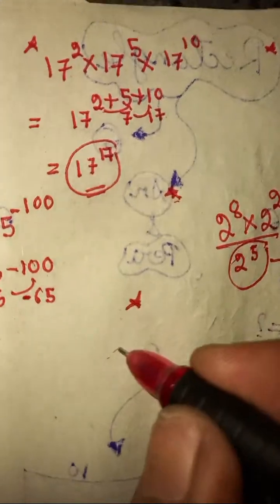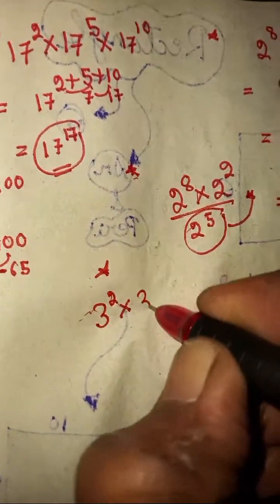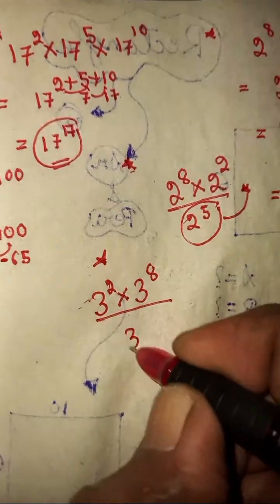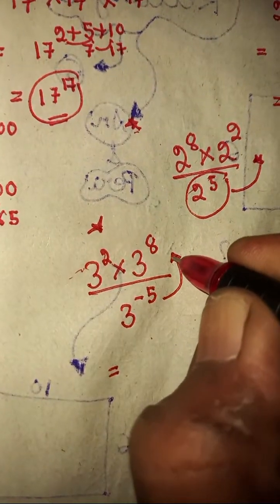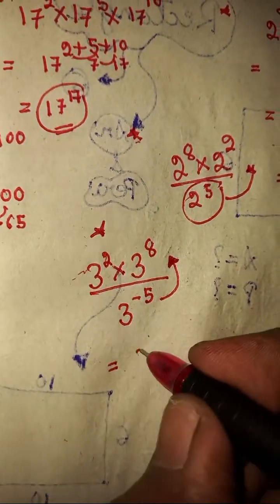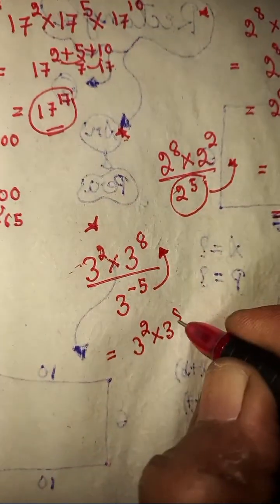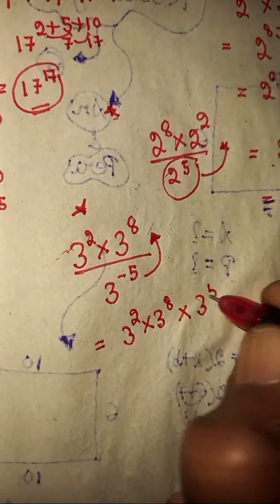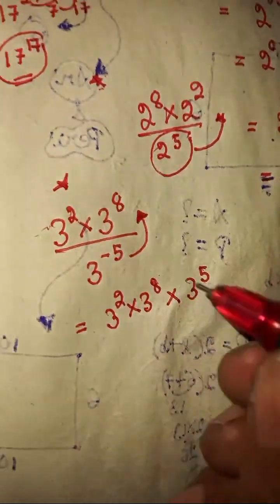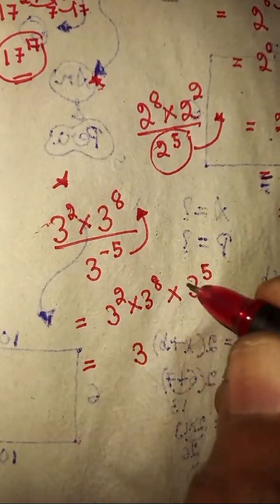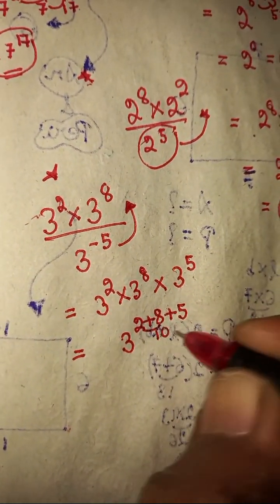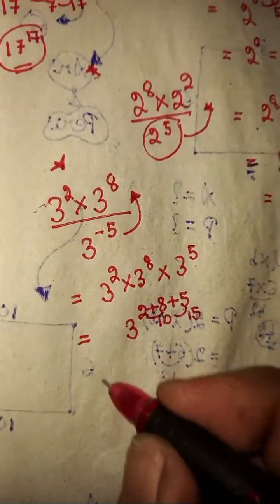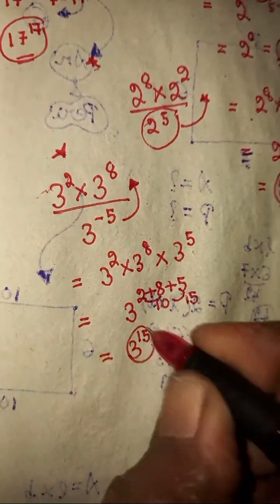Let's take another problem. Here they are giving 3 square times 3 power of 8 times 3 power of minus 5. Here also the same thing. When this 3 power of minus 5 comes above, it becomes plus 5. So 3 square times 3 power of 8 times 3 power of 5. All of them have base 3, so take 3 as the common base and add up the powers. 2 plus 8 plus 5. 2 plus 8 is 10, 10 plus 5 is 15. So it becomes 3 power of 15.